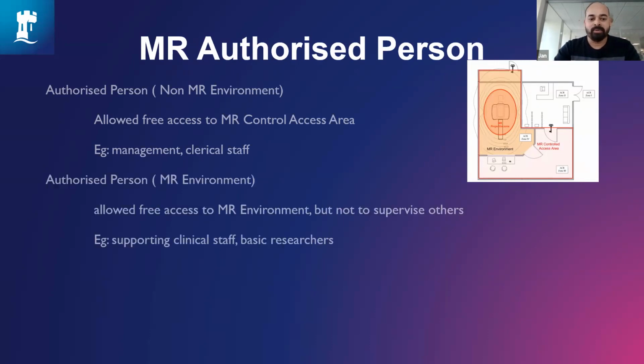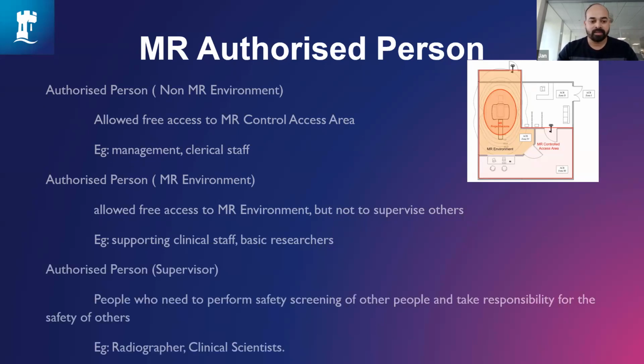You have a second group of people who are free to move in the MR environment and do not need any supervision as such. These could be support clinical staff, nurses, or basic researchers who know how to look after themselves, but could not be responsible for someone else's safety. And the third is the authorized person, who can be classed as a supervisor, the people who need to do the safety questionnaire and other things to make sure that others are safe, and who would also take responsibility for them. These include radiographers, clinical physicists, scientists, and others.